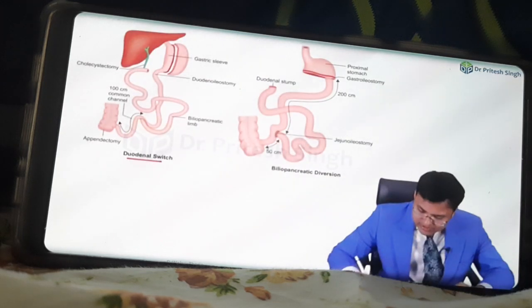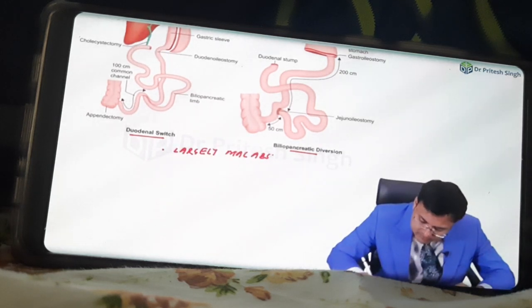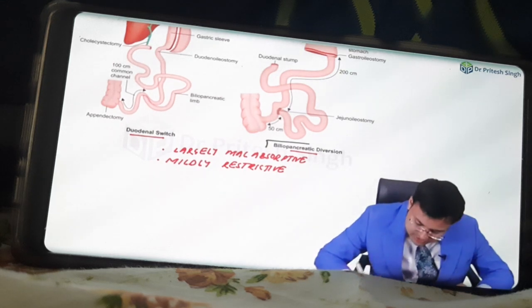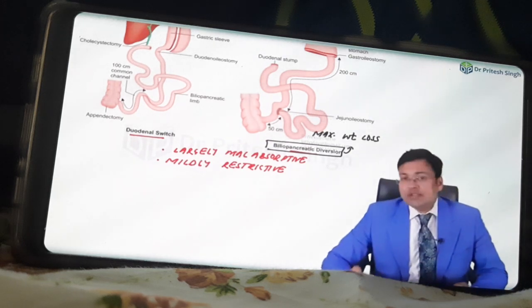Now this is duodenal switch and this is biliopancreatic diversion. Both of these are largely malabsorptive and mildly restrictive. Question is asked, maximum weight loss occurs after which procedure? It's the biliopancreatic diversion. So these are the 5 procedures which are frequently asked in exam.